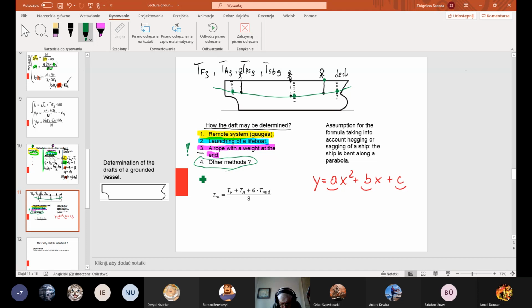Maybe you are surprised that my water line is not a straight line. My water line, the green one here, is not a straight line. Sagging or hogging, the vessel will bend. Yes. Very good. I wanted to highlight a problem. Maybe our ship is hogged or sagged. So the ship might be bent to some extent.